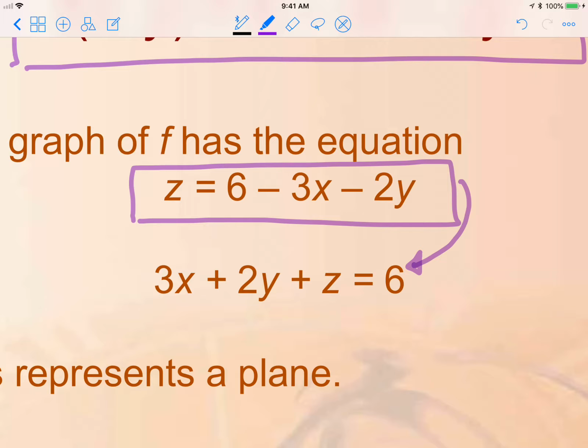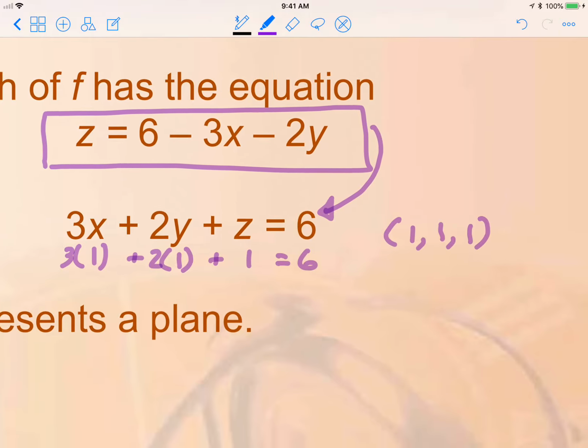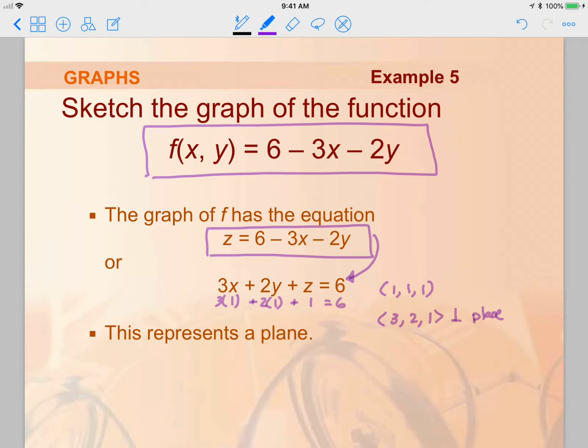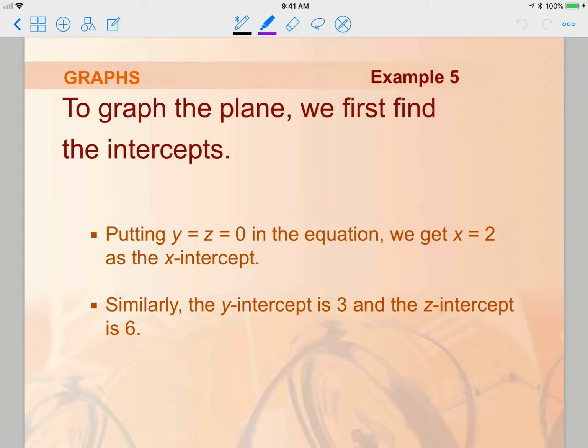Right? So it's a plane, and we can find a normal to the plane. Just looking at it, this plane goes through the point 1, 1, 1, because 3 times 1 plus 2 times 1 plus 1 is equal to 6. So this contains the point 1, 1, 1, and the vector 3, 2, 1 is normal to the plane. Now one way to sketch the plane is to first find the intercepts. We'll have 3 intercepts: the x-intercept, the y-intercept, and the z-intercept.